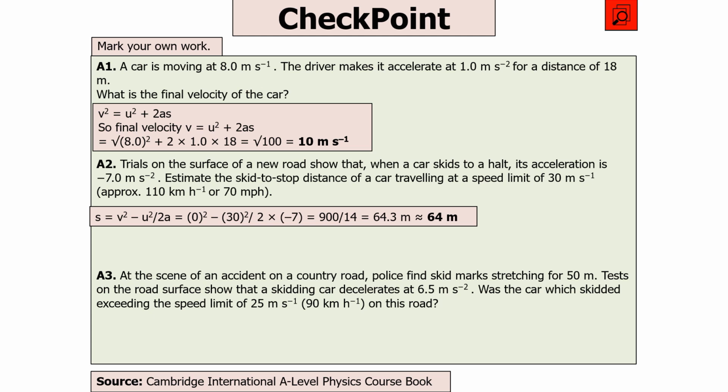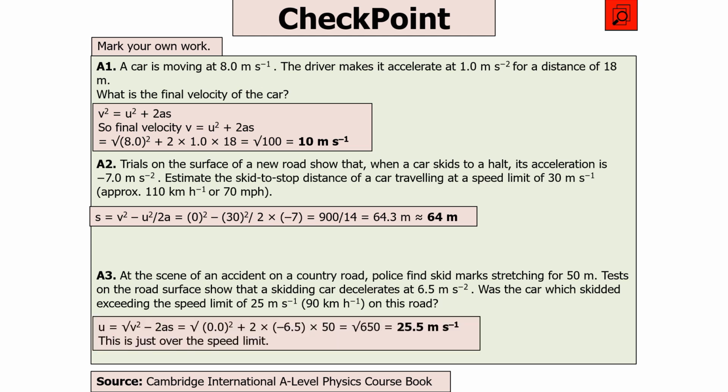The next one, again, we're trying to work out if it was above the speed limit. So we're trying to work out the initial velocity. Now we know the final velocity is going to be 0 because it's stopped moving. We know that acceleration is minus 6.5 because it's decelerating. So we pop those into the SUVAT equations and we get 25.5 meters per second. So we give our conclusion: it was just above the speed limit.